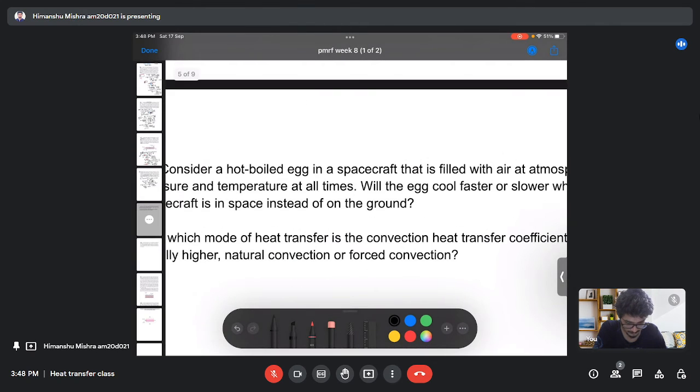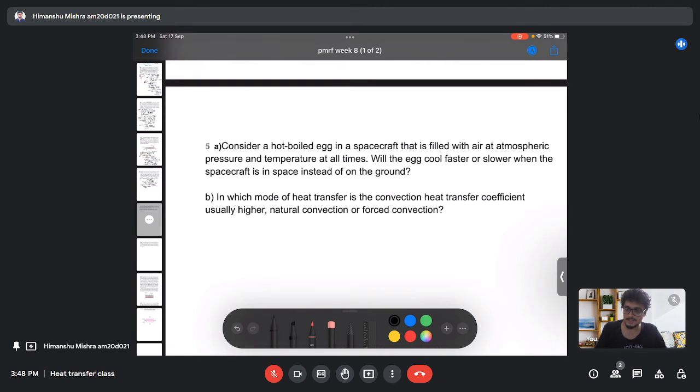So now let's move to question number 5. This is a statement question. We need to answer the statements which are given as A and B. The first statement is: consider a hot boiled egg in a spacecraft that is filled with air at atmospheric pressure and temperature at all times. Will the egg cool faster or slower when the spacecraft is in space instead of on the ground?